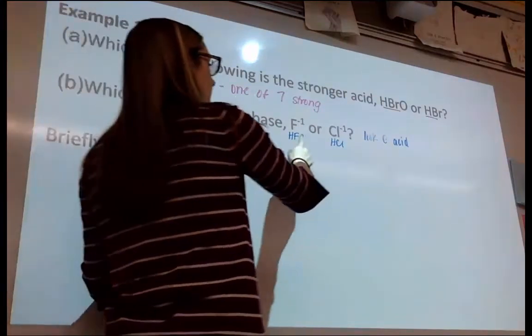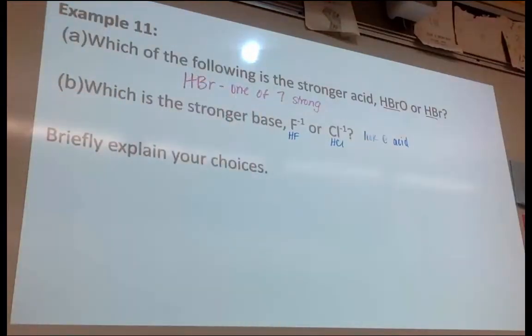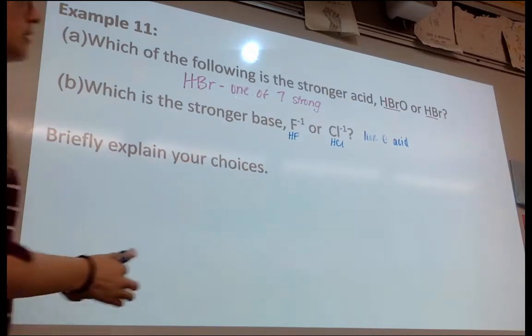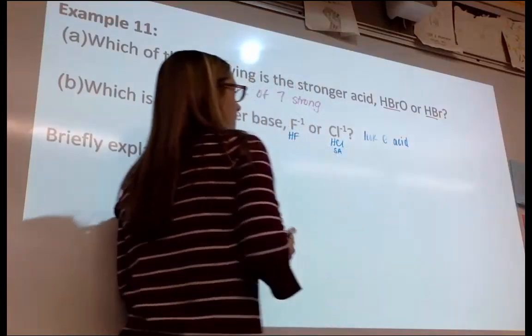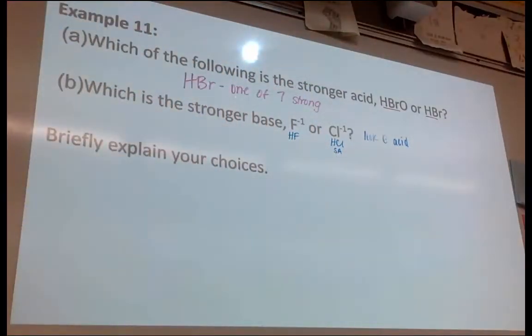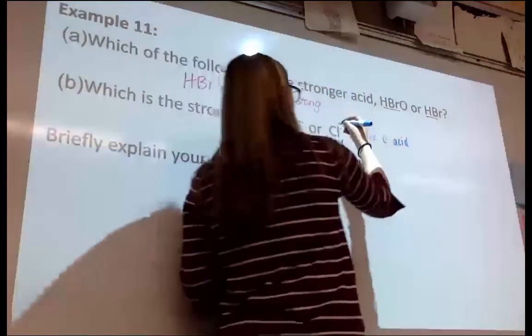So if we know the acid, we can look and say, okay, is this a strong or a weak acid? Well, we know that HCl is one of the 7 strong acids. If HCl is a strong acid, what would that mean about its conjugate base? It's neutral.